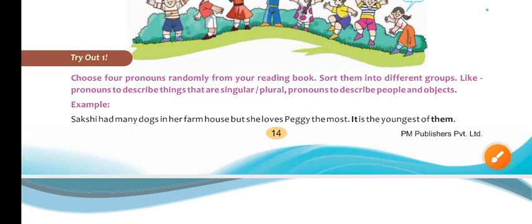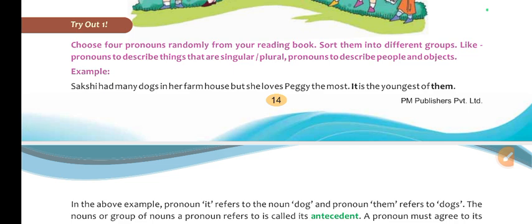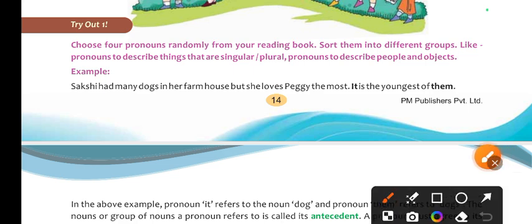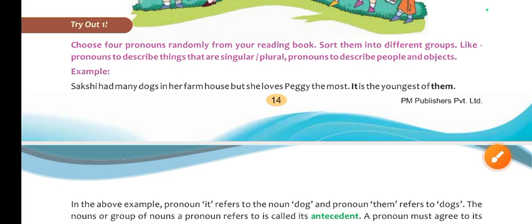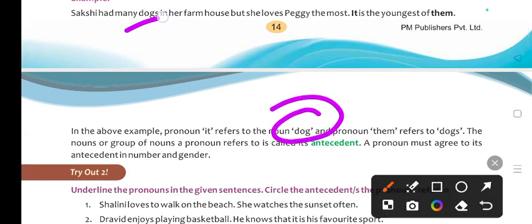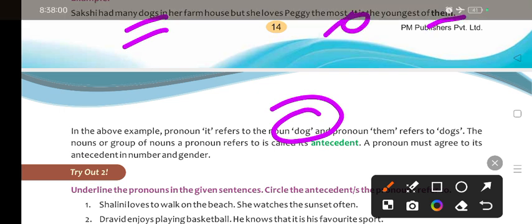Let's try out one. Choose 4 pronouns randomly from your reading book. Sort them into different groups, like pronouns to describe things that are singular, plural, pronouns to describe people and objects. For example, in this: Sakshi had many dogs in her farmhouse, but she loves Peggy the most. It is the youngest of them. In the above example, the pronoun it refers to the noun dog. Here you can see it is used to refer to the noun dog, right? For the dogs, them is used, so them also refers to dogs.